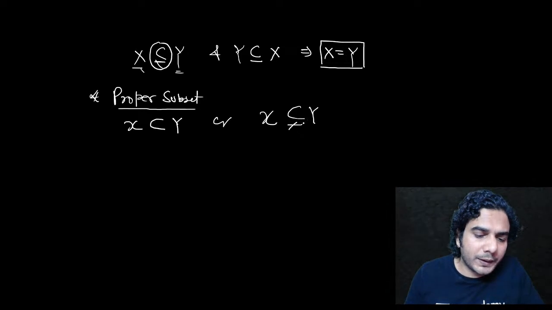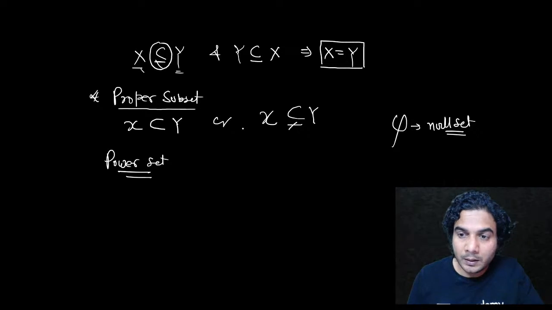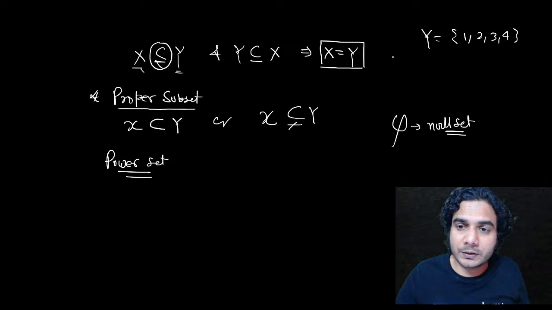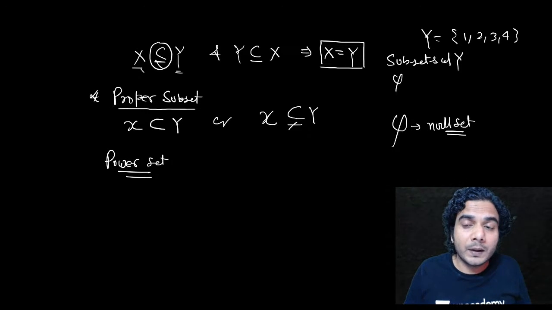I'll explain a few more things to you. Power set. Do you understand power set? What is power set? See, phi is a null set, empty set. So if you have Y as 1, 2, 3, 4, then how many subsets can you write? How many subsets of Y? One is phi, that means you have selected no elements from Y. So phi is always a subset of every set.